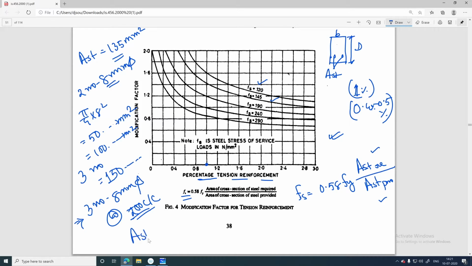So this is the area AST provided. What is the value of AST provided? It will be 3 into pi by 4 into 8 square. This is the value of AST provided and this is the value of AST required. So we put these two values over here and we get the value of Fs. When you get the value of Fs, you get the curve. Suppose you get this curve. This is for 1% pt, because we already know for beams we generally consider 1%. So for 1% here and this particular curve, we get the intersection point over here, and the modification factor is this, that means 1.4. In this way we can calculate the modification factor.